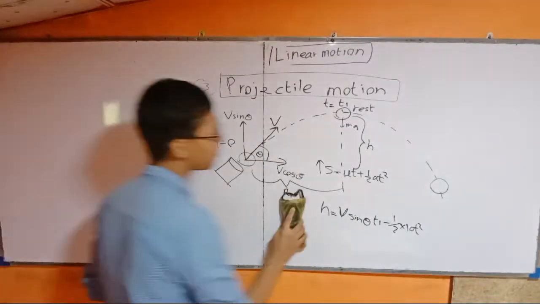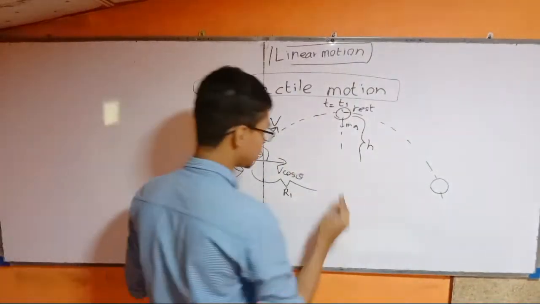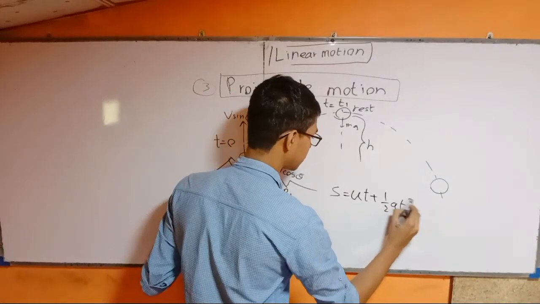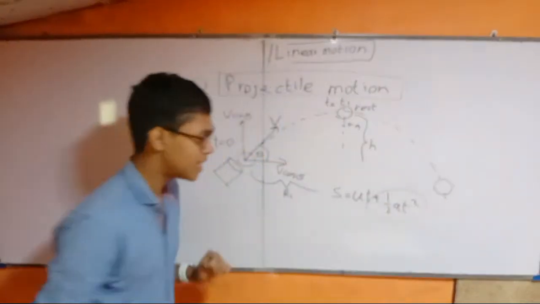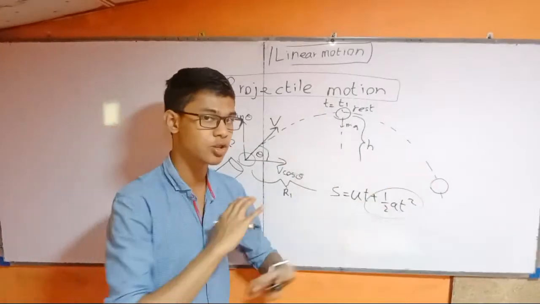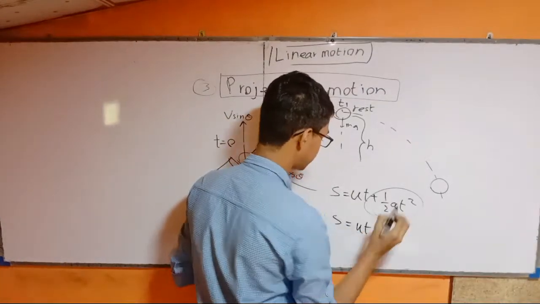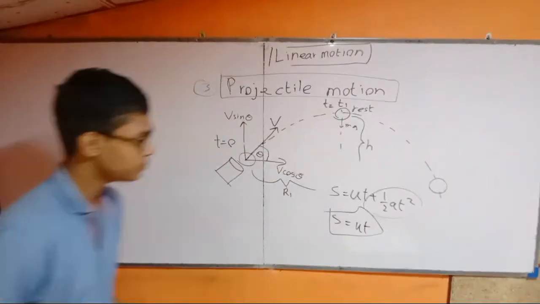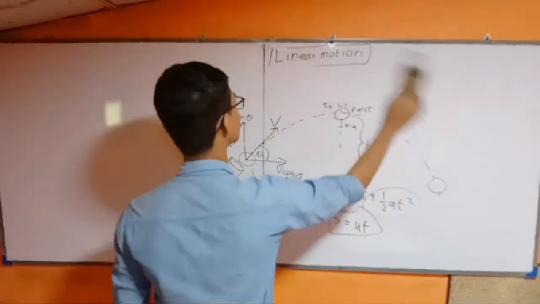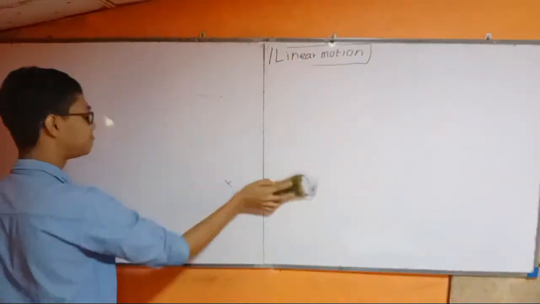Then you can apply it to the horizontal direction as well. So in the horizontal direction, s equals ut plus half at square. Why does this become 0? Because there is no acceleration in the horizontal direction, so it becomes 0. So s is equal to ut. That's all. Now the applications are over. Now the most important part is graphs.